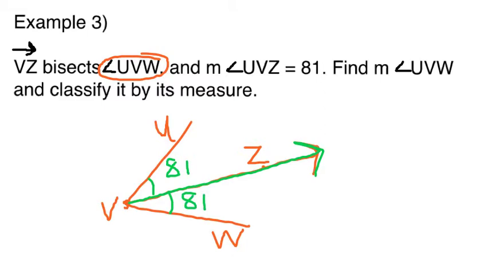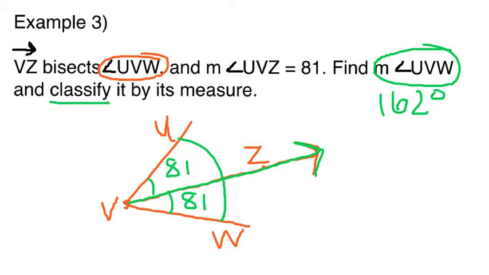And therefore the measure of the whole angle UVW is simply 81 plus 81 by the angle addition postulate, and so we get 162 degrees. When it says to classify the angle, we're going to say, is it acute, obtuse, right, or straight? And this is an obtuse angle. So my picture was not exactly accurate, but you had all the information filled in correctly and you answered the question appropriately.